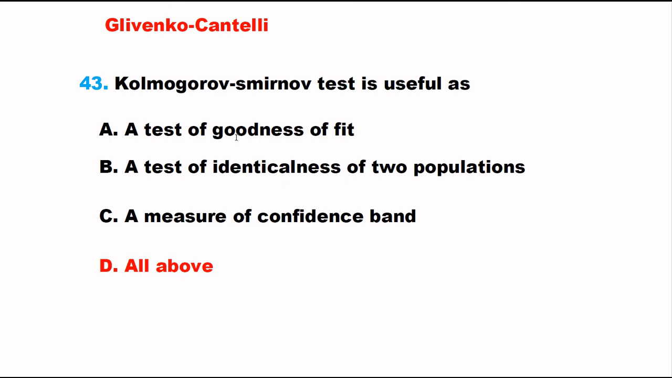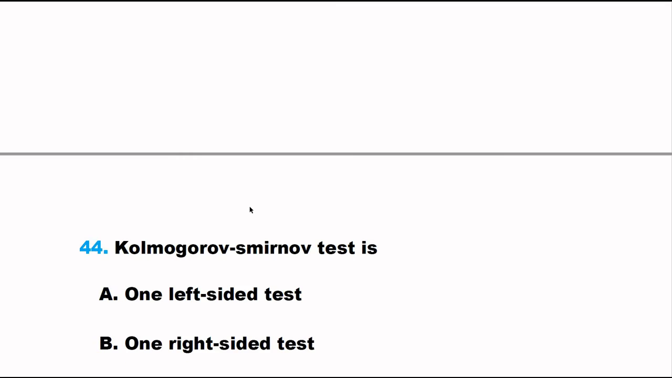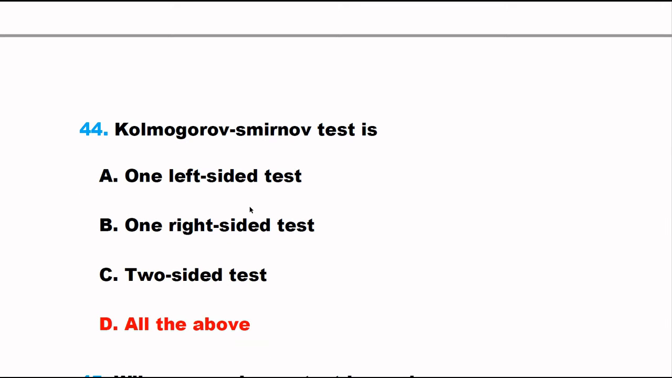We use the Kolmogorov-Smirnov test for all these three purposes. Kolmogorov-Smirnov test can be one-tailed or two-tailed. One tail means we have a left tail or right tail, so both tails can be used in the Kolmogorov test, and a two-sided test as well.